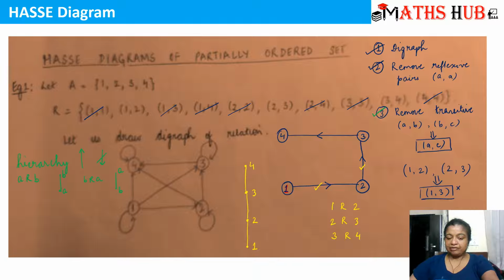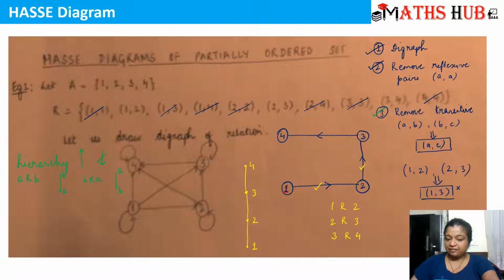Now in the Hasse diagram, what difference do you find? You can see that in the diagram, everywhere there is an arrow over every edge. But in the Hasse diagram, there are no arrows, right? Why are there no arrows? Because I told you that there is a hierarchy.